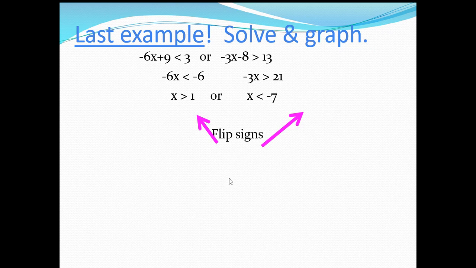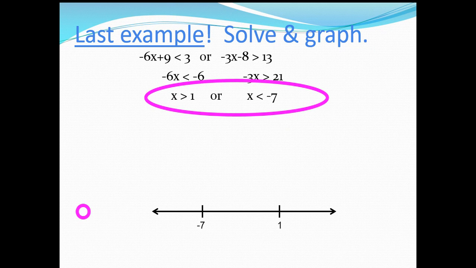You're going to see that the arrows will go opposite to each other. It will not be in between because it's "or." So if I want to graph it, this is -7, this is 1, and look, this is the solution.